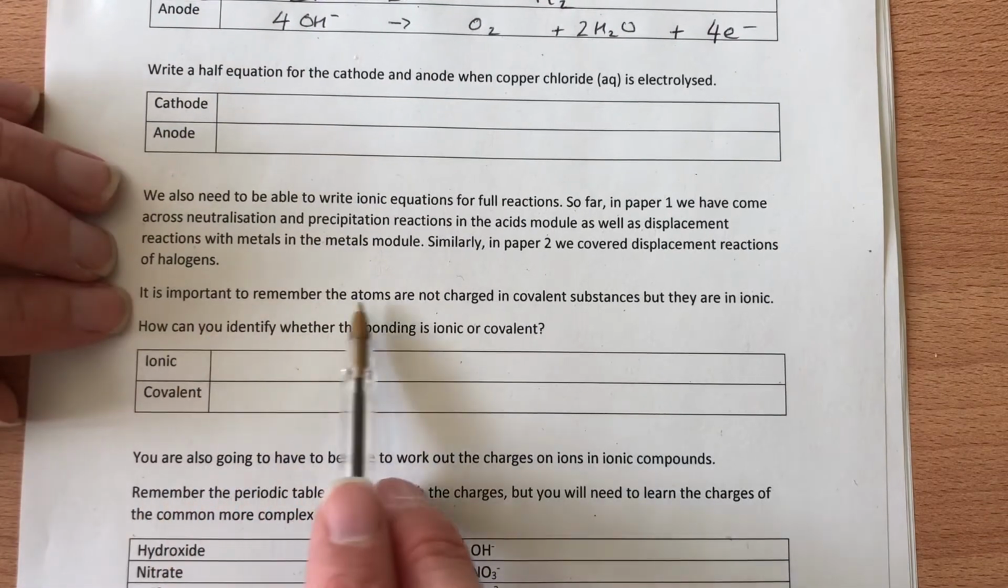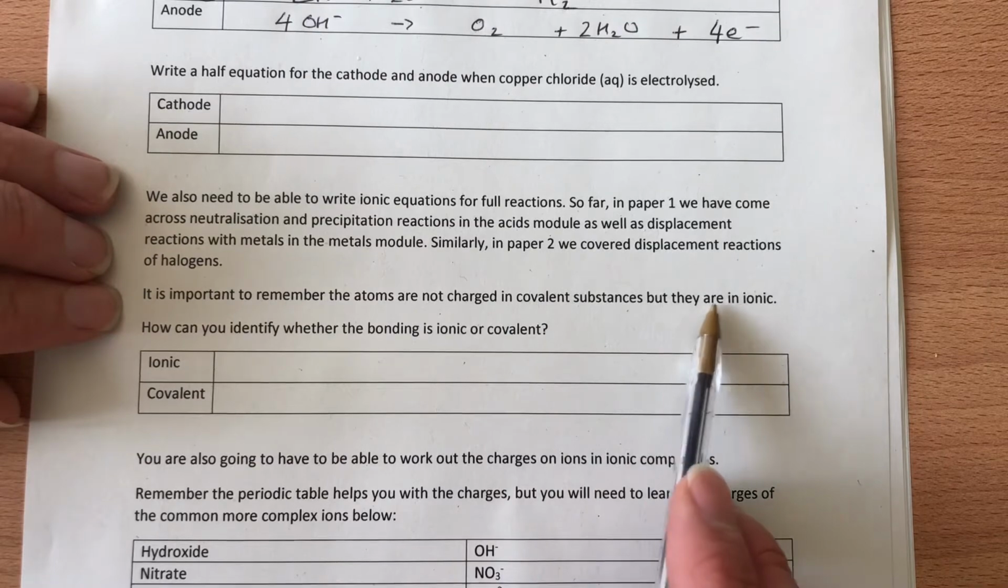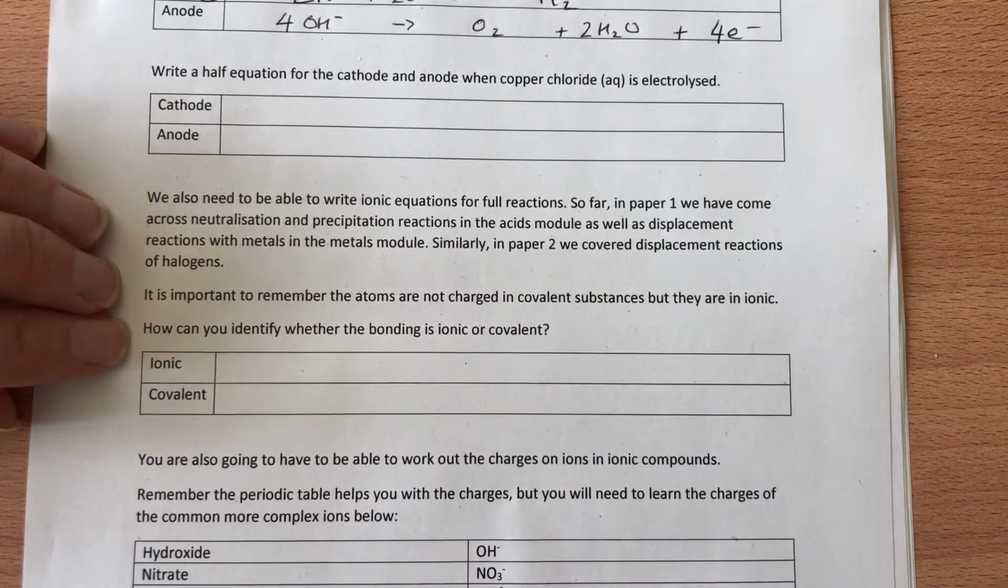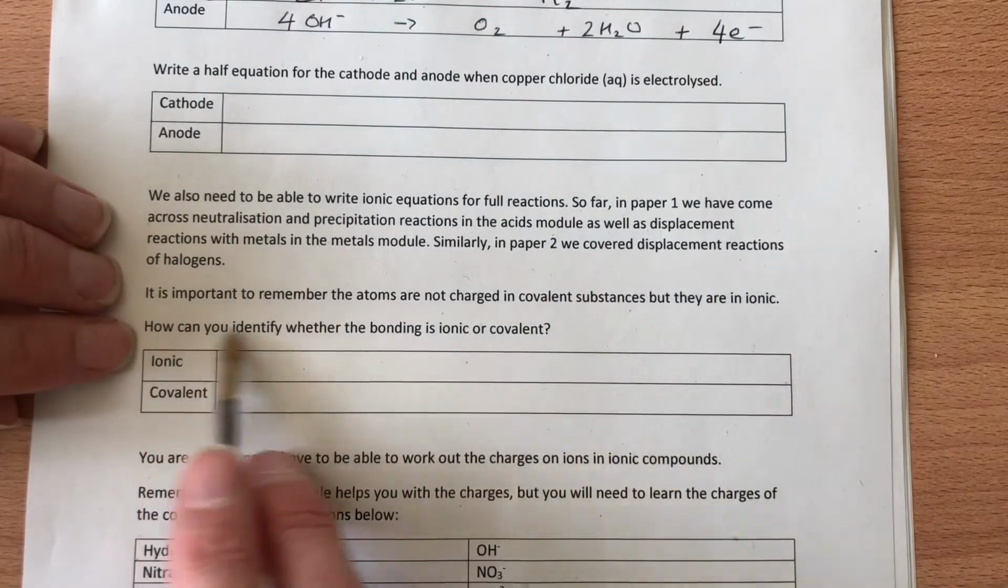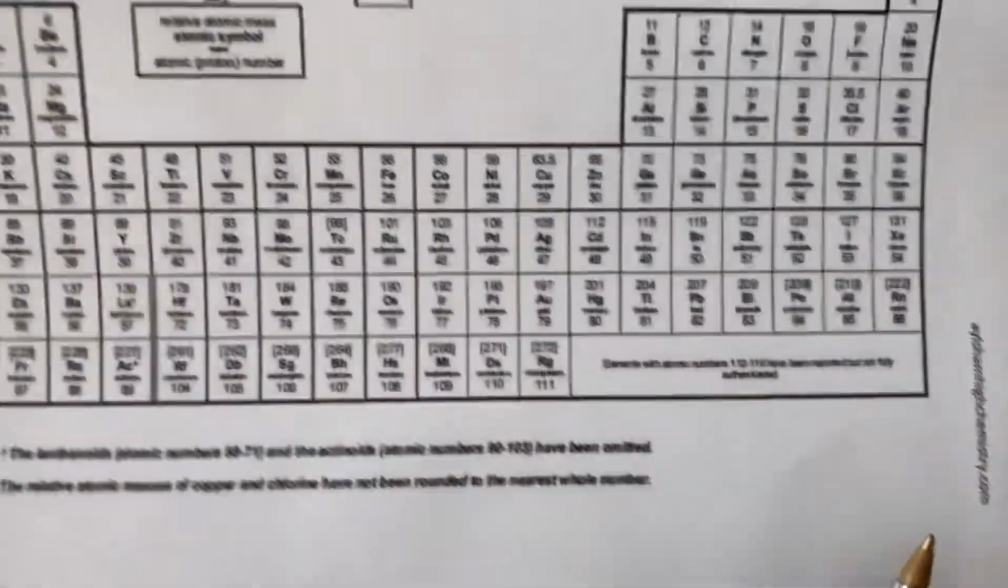Before we do that, it's important to remember that atoms are not charged in covalent substances, but they are in ionic. Because we're looking at how the charges change, and if the charges change, then they go into an ionic equation. If the charges don't change, they don't go into an ionic equation. So we do need to know this. So how can we identify whether bonding is ionic or covalent? So quick reminder of year 10 again. For that we need a periodic table.